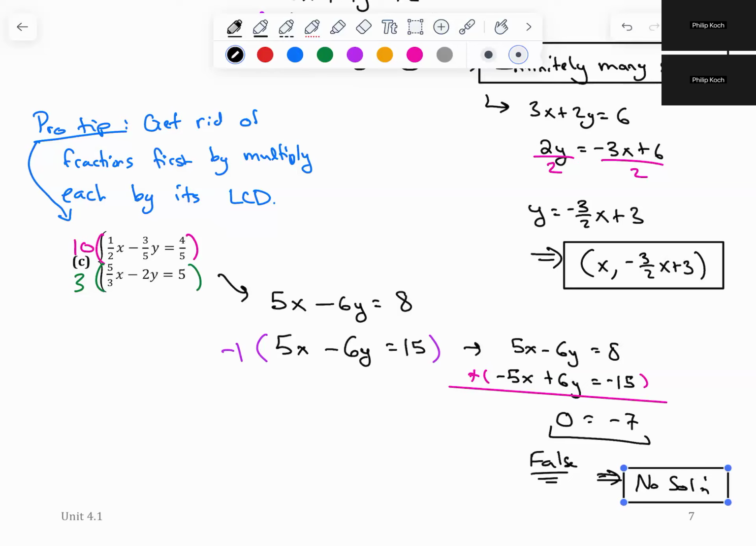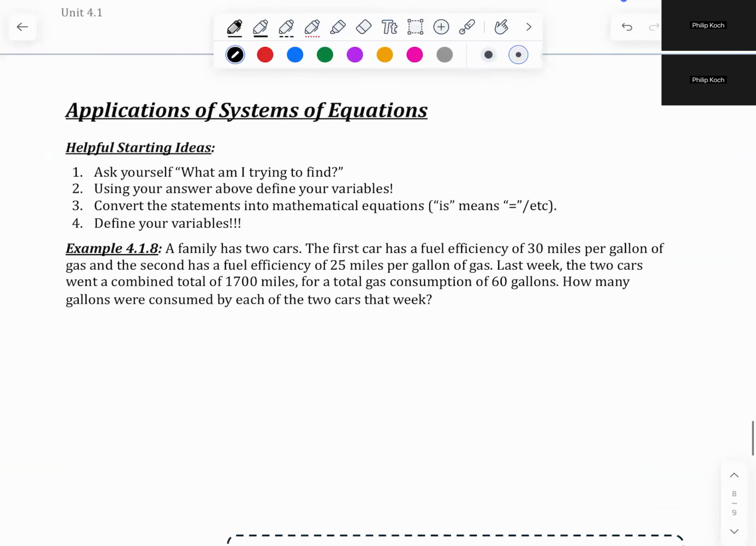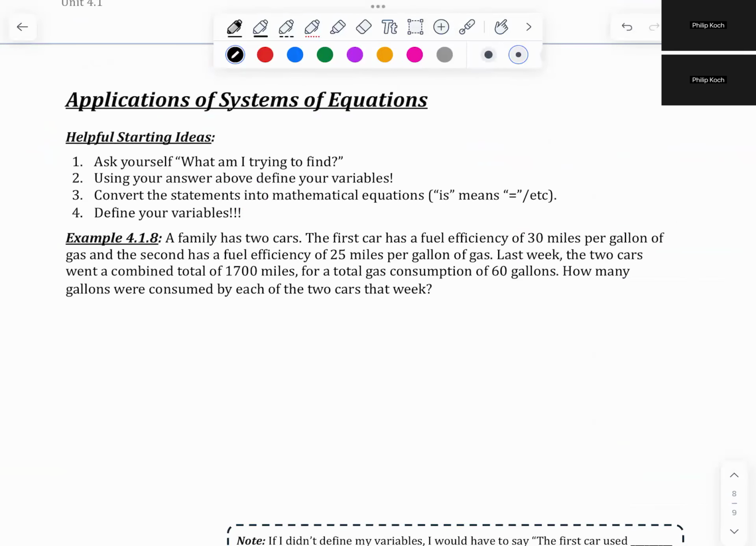So everyone's favorite subject next, everyone's favorite thing, applications. I know we're all super giddy about this. This is the best part of this section. And my helpful starting tips though, because remember, there's no way to solve an application problem that works for every application problem. But there are things that we do know that are helpful.